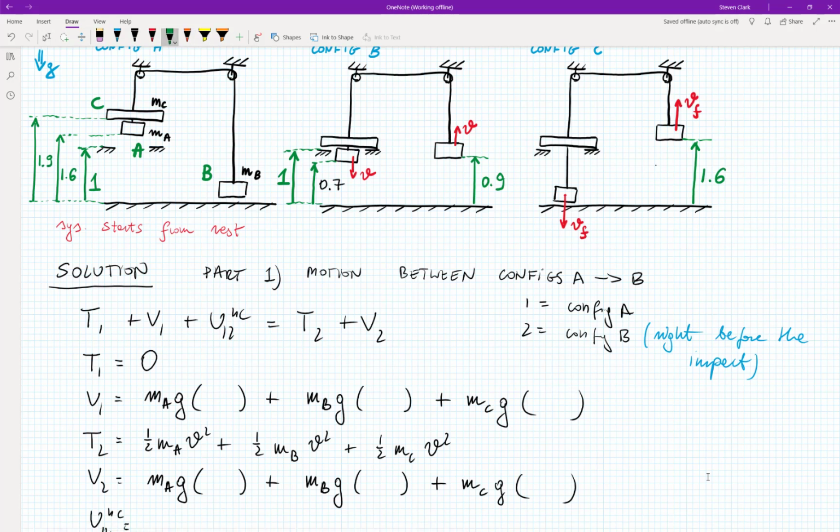Okay, so what is the elevation of point A? I think it's 1.6. 1.6, yes, because I am looking at this elevation. How about body B? Body B is at 0. Yep. Body B at configuration A is here. And when it comes to C, I think that the elevation of point C is 1.9. Yes, because our body C is here. So this will be 1.9. 60% of the problem done. Would anybody like to do another 20%?